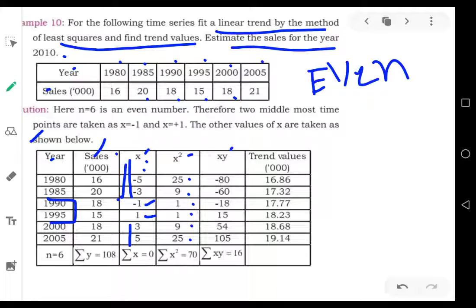The y column is the actual data column. In the question, they give us the time series data, the actual figures, it can be sales, production or whatever it is, and those figures are taken as y. Now calculate the xy column: 16 into minus 5 is minus 80, 20 into minus 3 is minus 60, 18 into minus 1 is minus 18, 15 into plus 1 is 15, 18 into 3 is 54, and 21 into 5 is 105. That is xy.